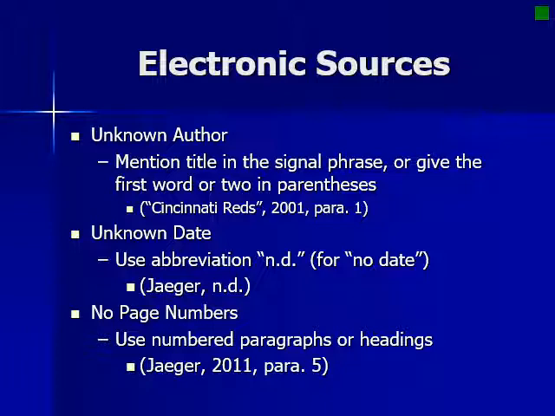If you have an unknown date, you put N period D period in the parentheses. This stands for no date. And if you do not have page numbers, you count the paragraphs or use the headings. So here, instead of a page number, you would have Jagger, comma, 2011, comma, para, period, 5. So I would know if I go to that site, the information is in paragraph 5.